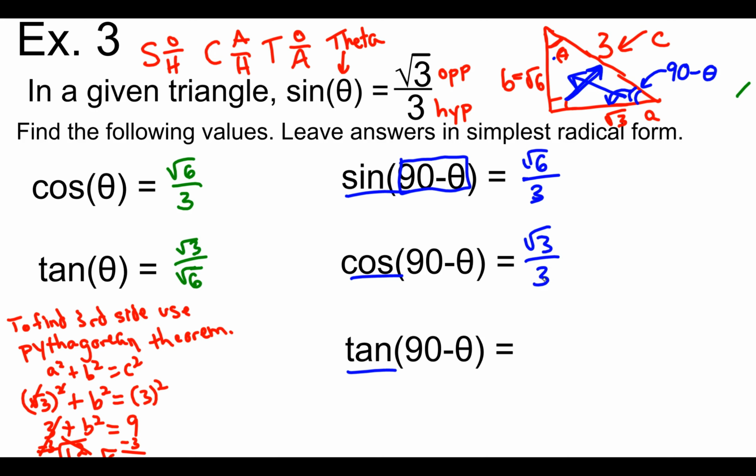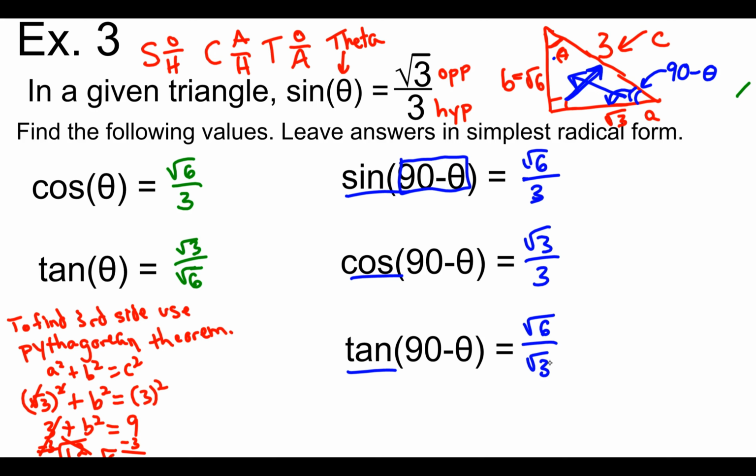And then finally, tangent of 90 minus theta. So what that's going to be is tangent, we know, is opposite over adjacent. So it's going to be the square root of 6 over the square root of 3. Okay, so here's what we got.